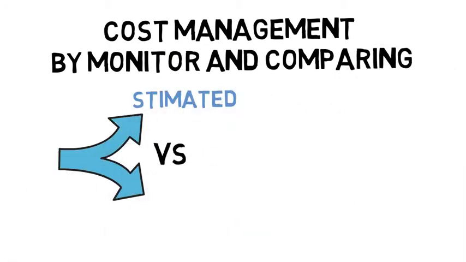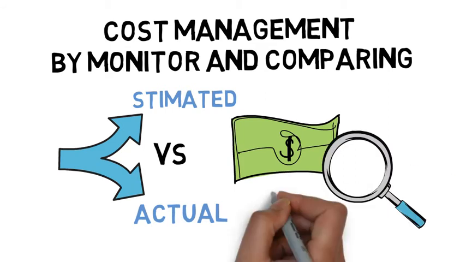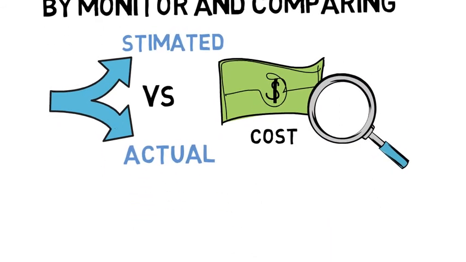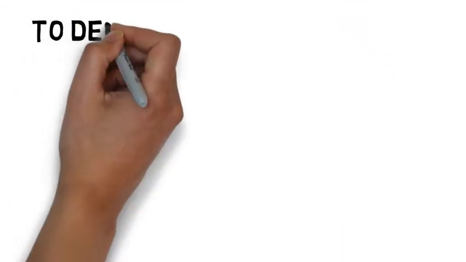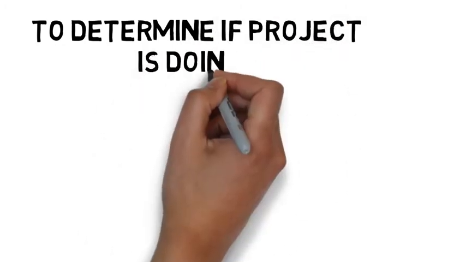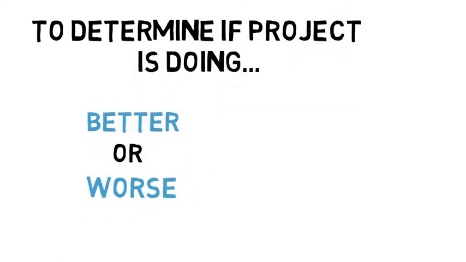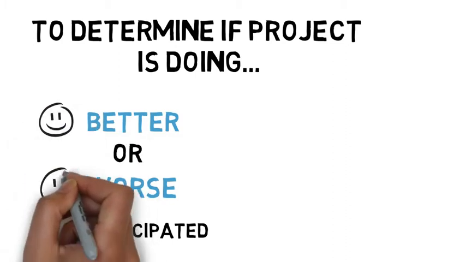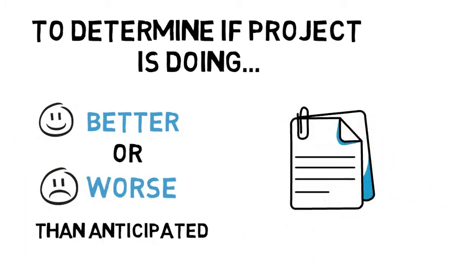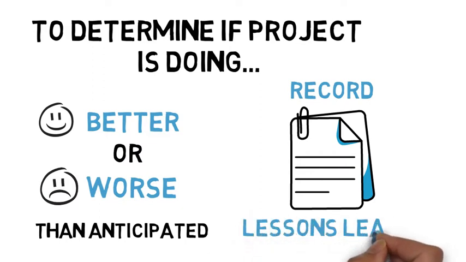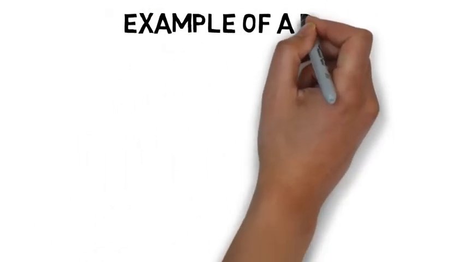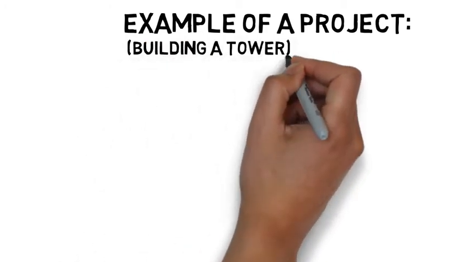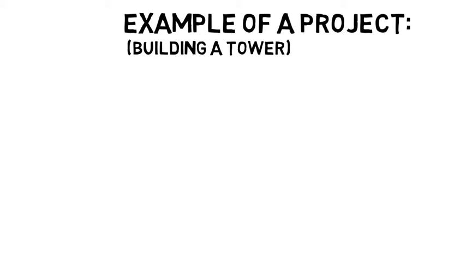Cost is further managed by monitoring and comparing estimated and actual costs to determine if the project is doing better or worse than anticipated. And in the process, we record lessons learned. One basic example of a project would be building a tower.